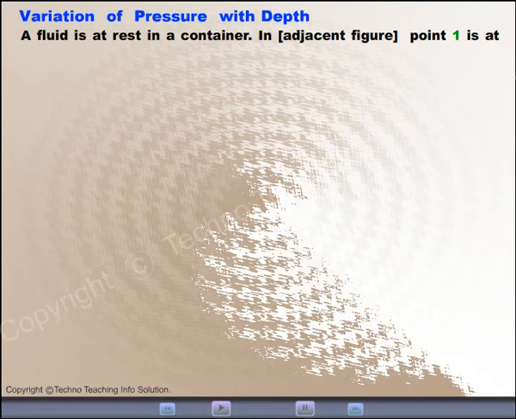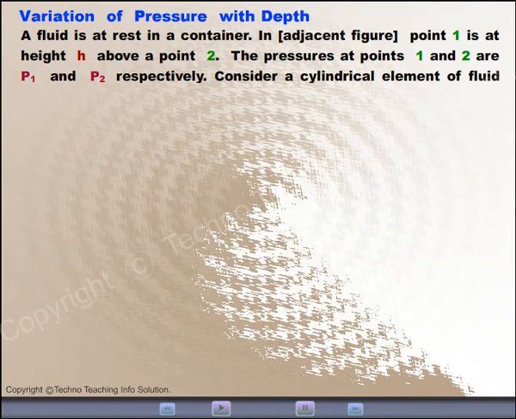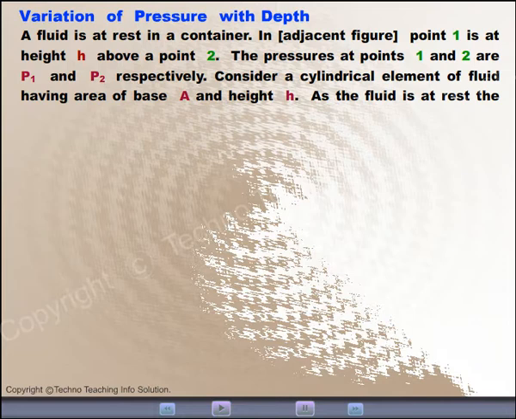Variation of pressure with depth. A fluid is at rest in a container. In the adjacent figure, point 1 is at height h above a point 2. The pressures at points 1 and 2 are P1 and P2 respectively. Consider a cylindrical element of fluid having area of base A and height h.